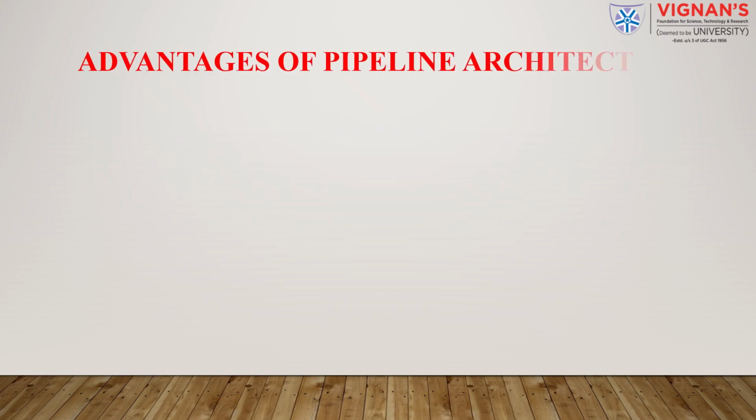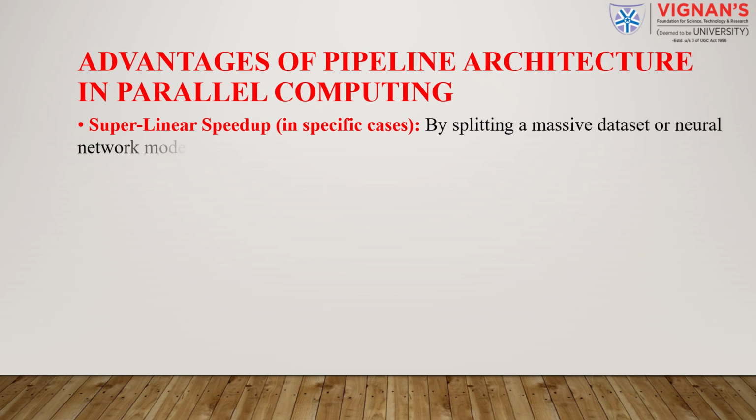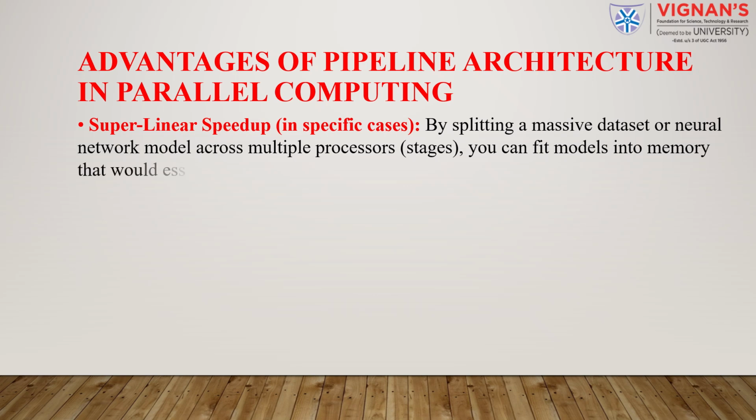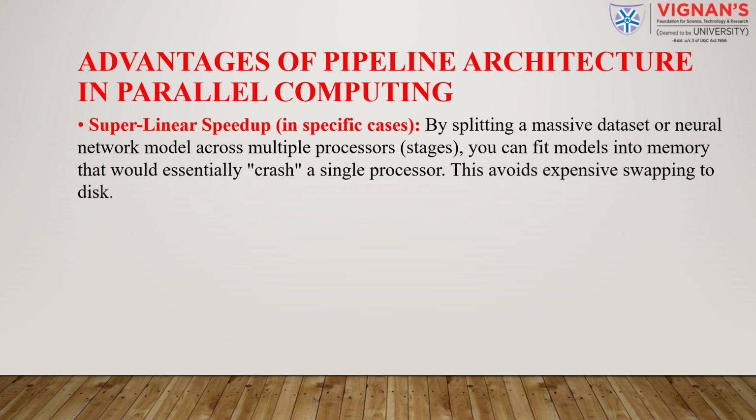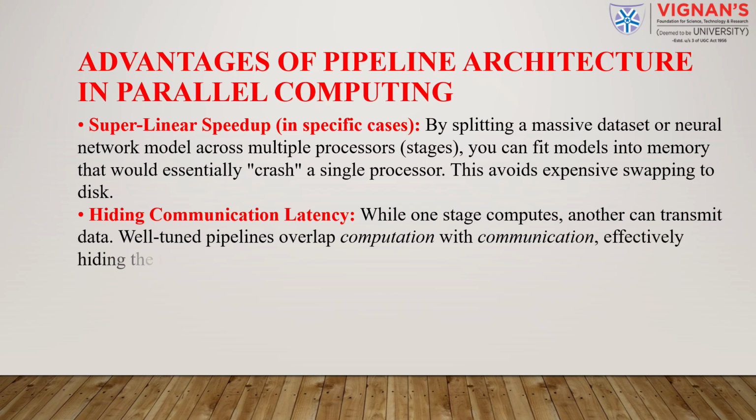In the context of parallel computing, the advantages are massive. First, we can achieve superlinear speedup in specific cases. By splitting a massive dataset or neural network model across multiple processors or stages, you can fit models into memory that would essentially crash a single processor. This avoids the incredibly expensive process of swapping data to the hard disk. Second, we are hiding communication latency. While one stage computes, another stage can transmit data. A well-tuned pipeline overlaps computation with communication, effectively hiding the time cost of moving data between cores.